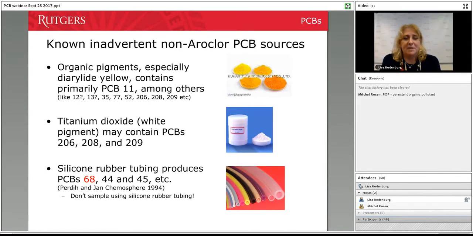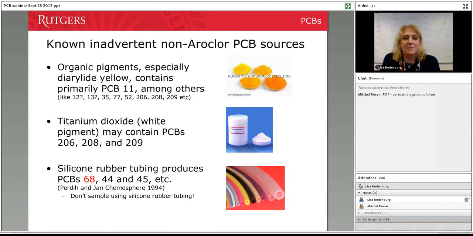Another pigment that under some circumstances can contain PCBs is titanium dioxide. That's the bright, bright white pigment that's used, for example, in every batch of paint in the world. You go to Home Depot and you buy white paint. It's made white with titanium dioxide, and then they add different pigments to it to make it the color you want. And those can contain PCBs 206, 208, 209. Again, remember the numbering convention. Those are big, heavy congeners with a lot of chlorines on them.